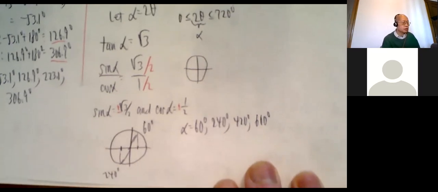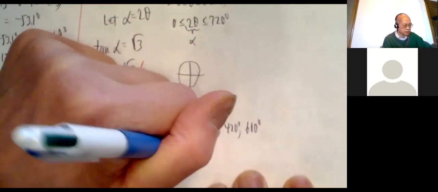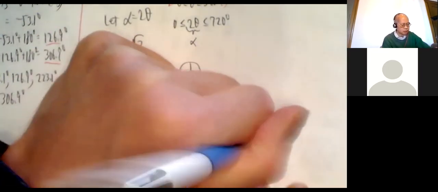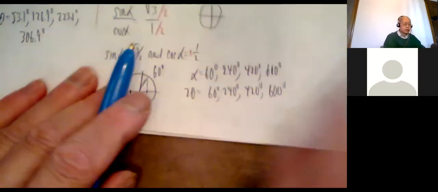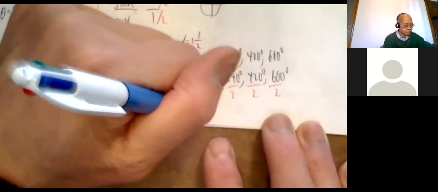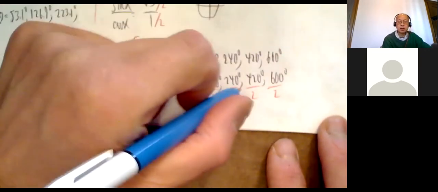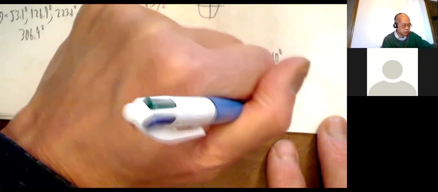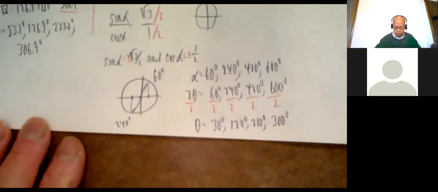Okay, that's alpha, but let me change it back to what it was. Alpha was 2 theta. 2 theta is 60 degrees, 240 degrees, 420 degrees, 600 degrees. And you can guess what happens. Over here, I divide them all by 3. Over here, I divide them all by 2. And there we go. So I have 30 degrees, 120 degrees. Let's see, what's that, 210 degrees? And 300 degrees.